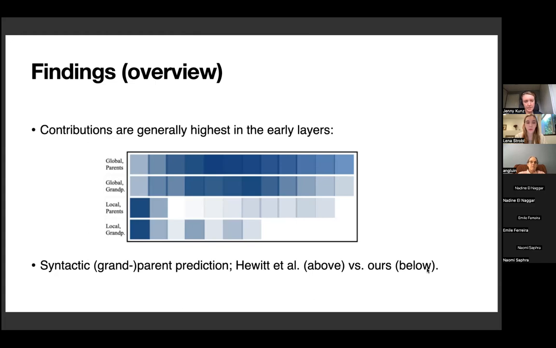Here in the first layer, that's basically compared to the non-contextualized embedding layer. And of course it's intuitive that most information is added where you first see context. So I would say the results aren't surprising in this sense.